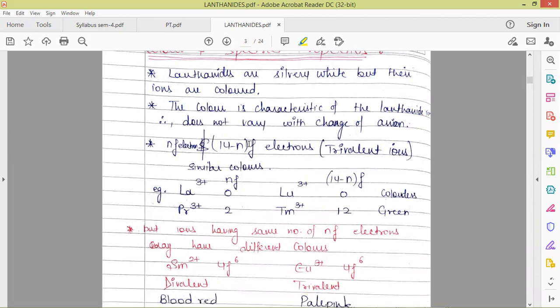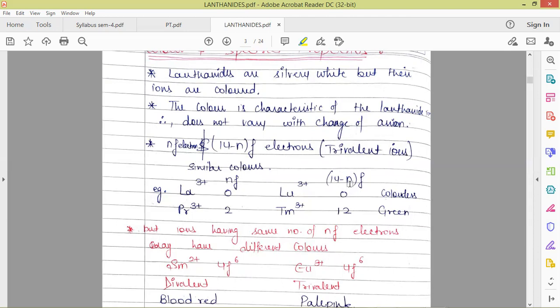And also, in the case of trivalent ions, those with nf electrons in the 4f subshell and those with 14 minus nf electrons have the same color. Here we can have an example like lanthanum 3 positive, where nf electrons are 0, and lutetium 3 positive, where 14 minus nf electrons are 0. That means it is fully filled.